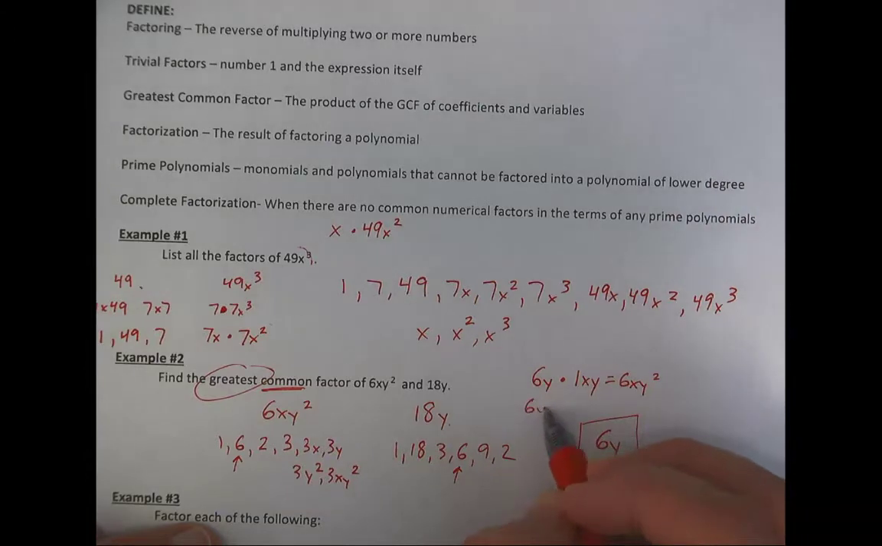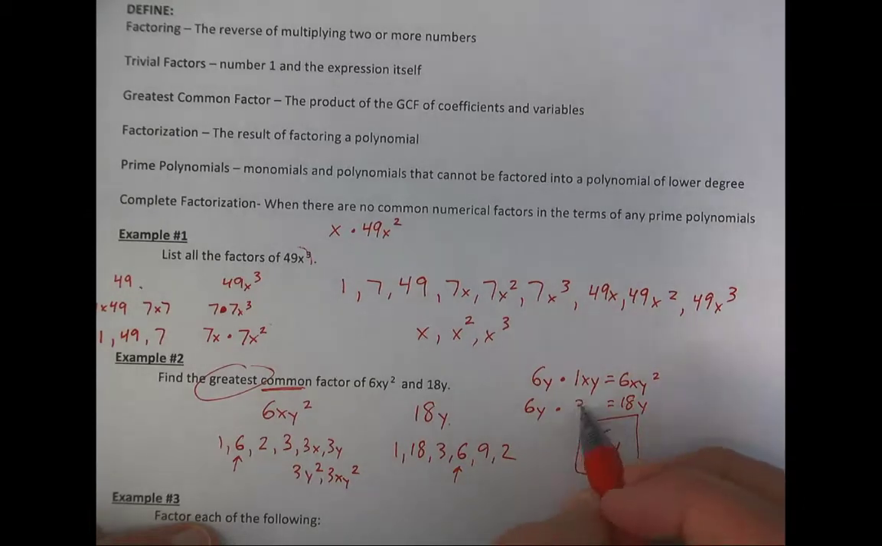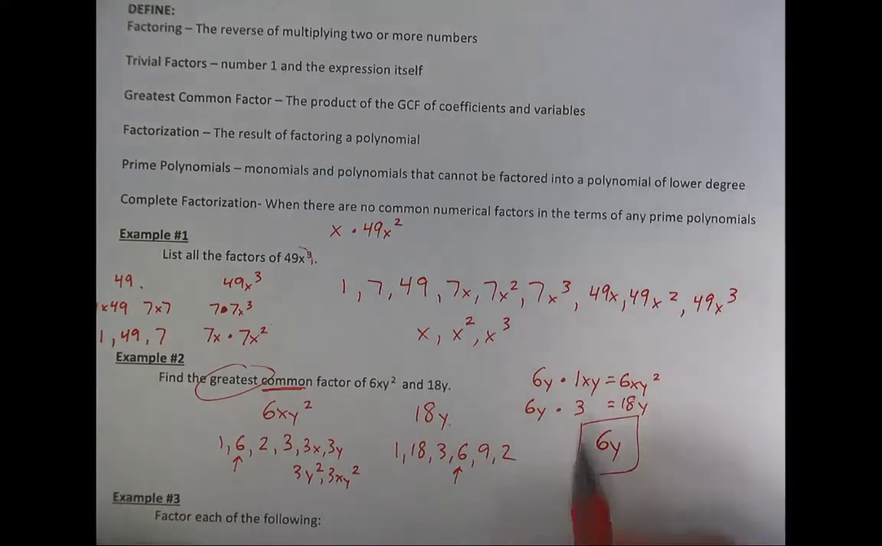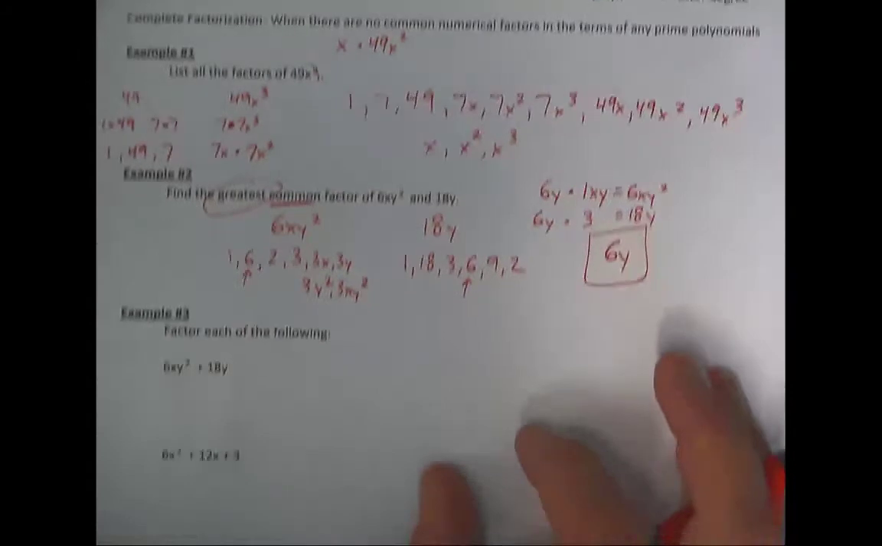Okay, so I can multiply 6y and create this. I can also multiply 6y by something to create 18y. It's just 3. 6y times 3 is 18y. So this is the greatest common factor. It's the greatest term that can be multiplied into both of these evenly. So why did we just spend time doing that?